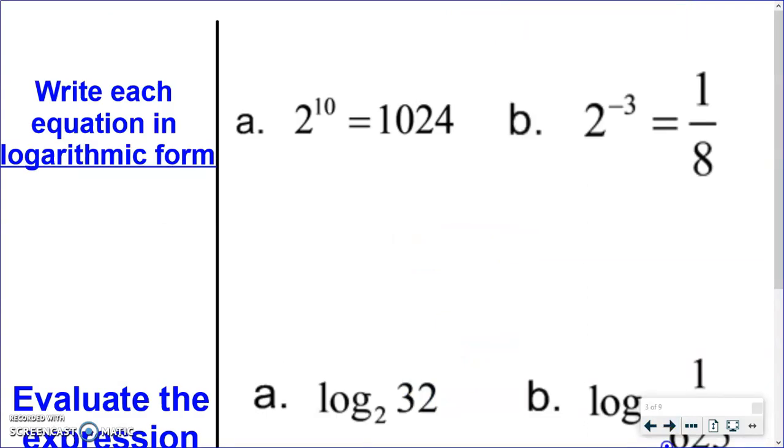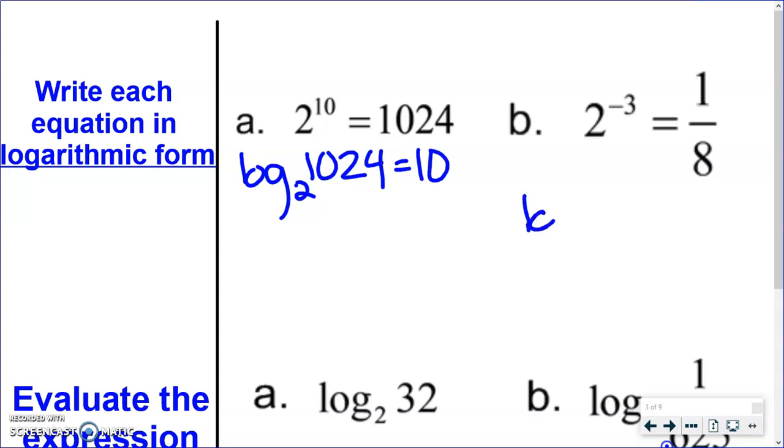There we go. All right, so here, write each equation in logarithmic form. So log base 2 of the number on the other side of the equal sign equals the exponent. And in this example, log base 2, same base, of 1/8 equals -3, the exponent.